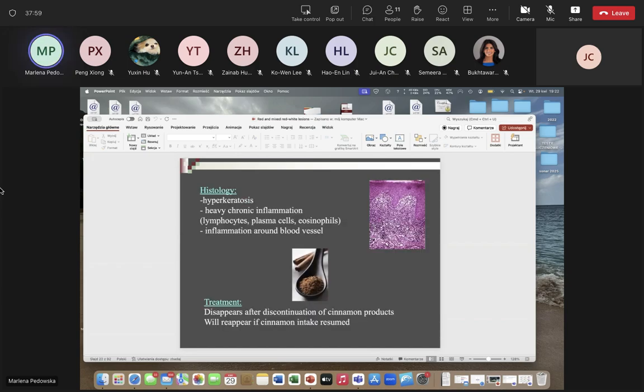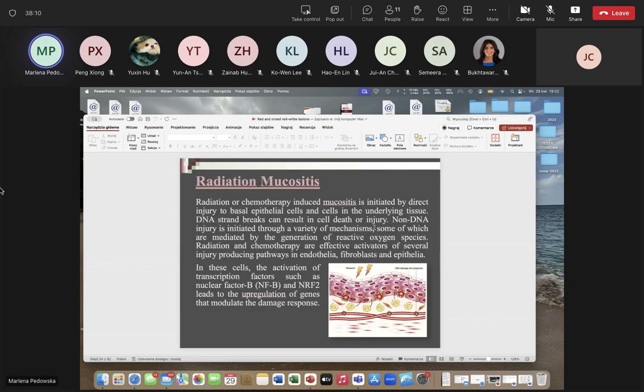And we have the hyperkeratosis and chronic inflammation. So we have the infiltrations of lymphocytes, plasma cells, eosinophils, and also inflammation around blood vessels. When we speak about the red lesions, we should think also about radiation mucositis, about any mucositis. Mucositis is related to chemotherapy and radiotherapy.